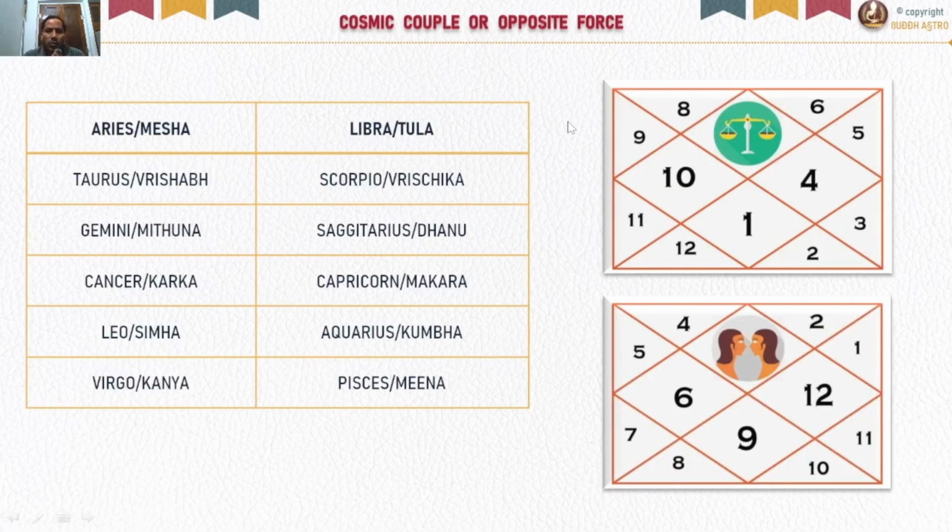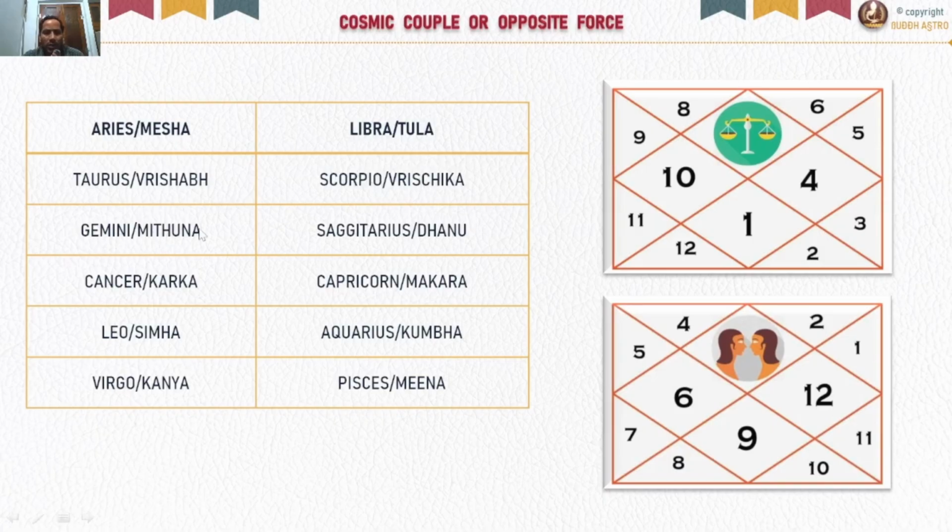Now this is the most important part. This is known as cosmic couple, or we can say opposite force. What you will find is that zodiac signs are always arranged in pair form. Like Mesha or Aries sign always comes opposite to the Libra or Tula sign. Similarly, Taurus or Vrashabha sign will be opposite to the Scorpio sign or Vrashchika sign.